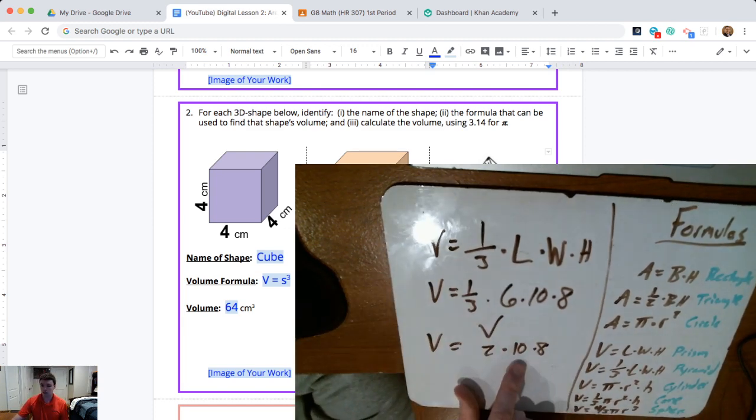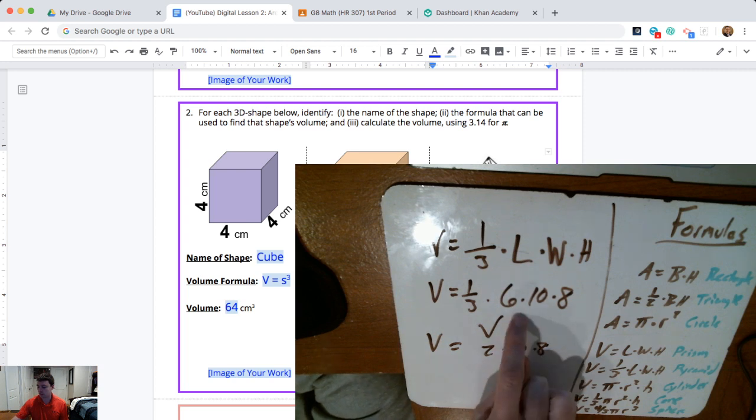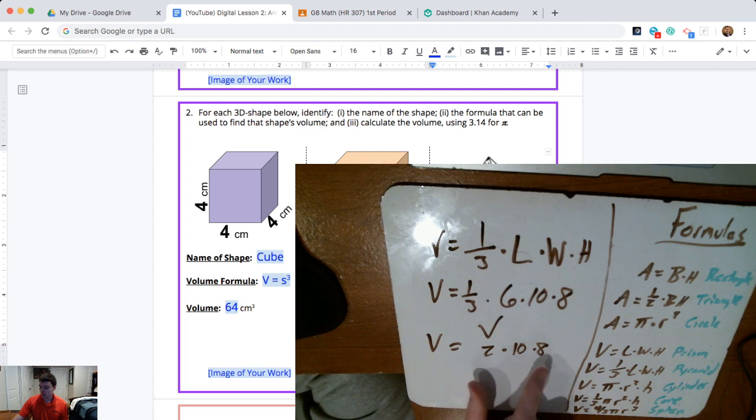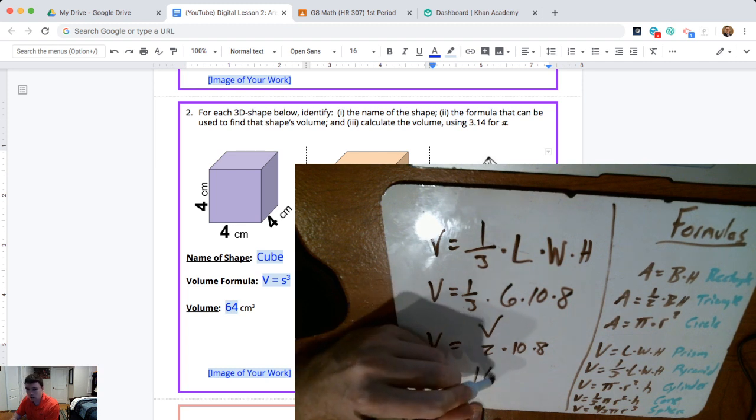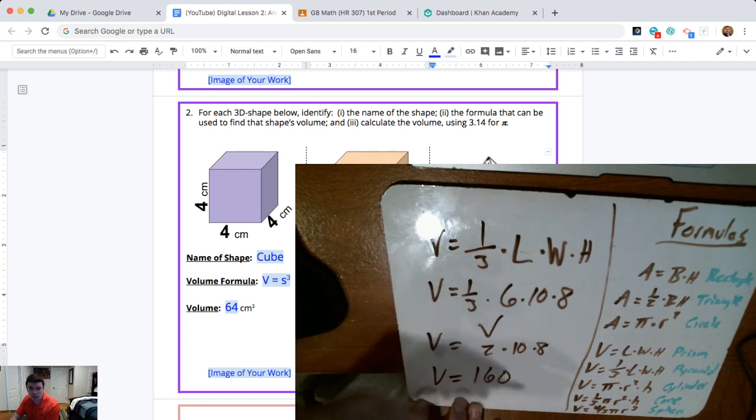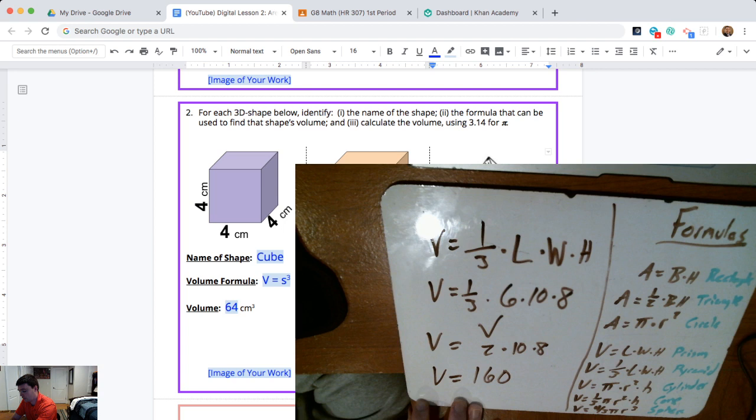There are a lot of ways we could have done the multiplication. You could have just done 6 times 10 times 8 and then divided the answer by 3. 8 times 10 is 80. 80 times 2 more, as Donald's identifying in the chat, gives us an answer of 160. In this case, cubic inches.